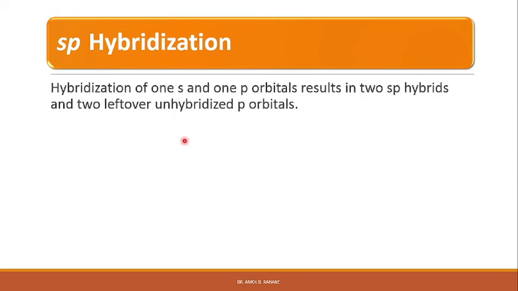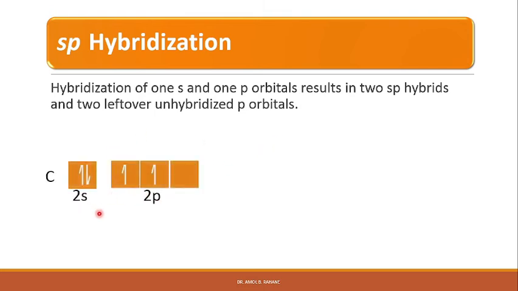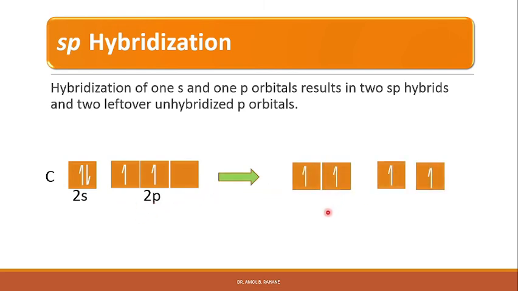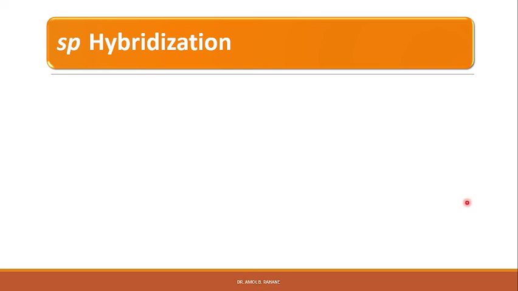Another kind of hybridization is sp hybridization. In this case, hybridization of one s and one p orbital results in 2 sp hybridized orbitals and 2 leftover unhybridized p orbitals. Therefore in the case of carbon, if you see the 2s and 2p orbitals, when they hybridize in the case of sp hybridization, we get 2 sp hybridized orbitals. So one s and one p orbital will hybridize, and 2 p orbitals will be left over unhybridized, right?